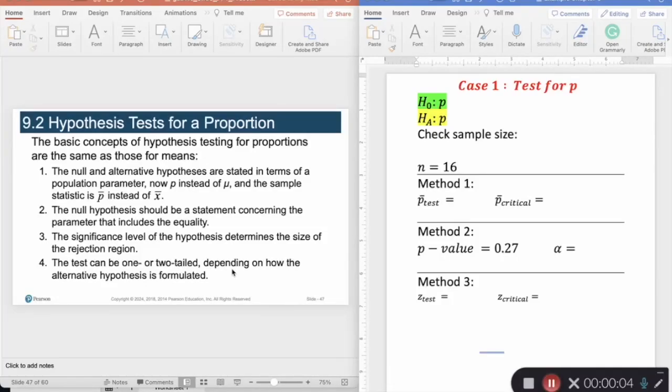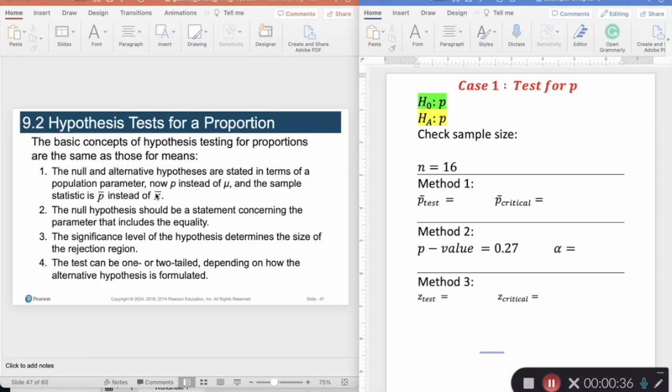In this recording, we will be talking about testing for a proportion, not for the mean, for the population proportion. To test for a proportion, we have many ideas. First of all, the population proportion or parameter, we're going to use P instead of mu. And the sample statistic, which is the sample proportion, is going to be P bar instead of X bar.